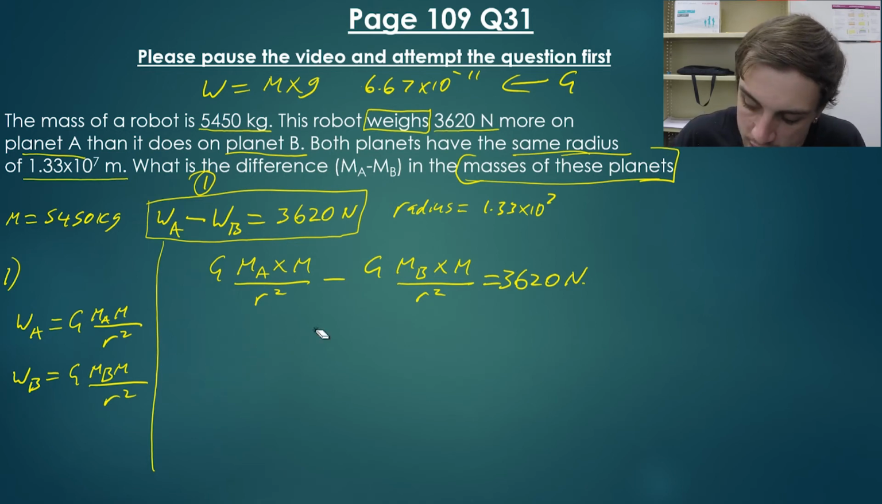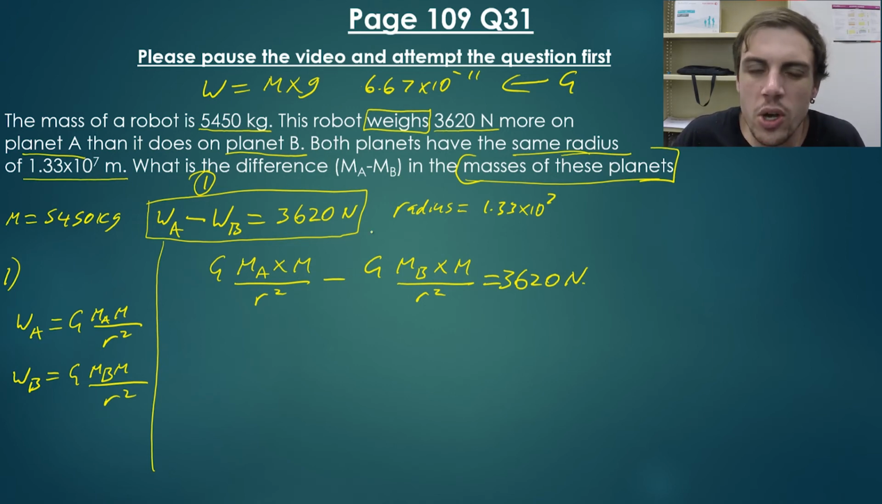Now, what we can do here is some sneaky little rearranging because we have a lot of double ups because both planets have the same radius. So this radius is the same as this radius. And we've got the mass of the robot. So this mass is the same as this mass. So what we can do is we have gravity multiplied by MA and M. Then we've got gravity multiplied by mass B times M. So it's the same operations, and then the overall product of these two are going to be subtracted from each other.